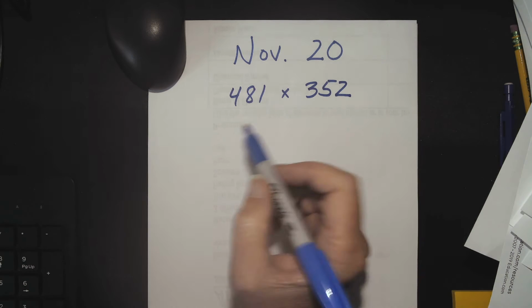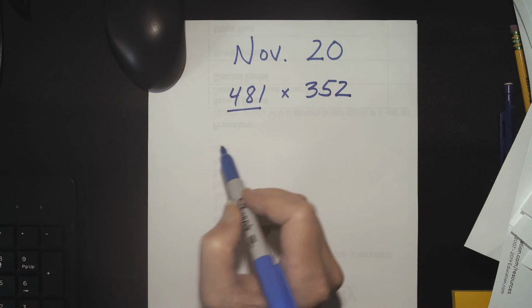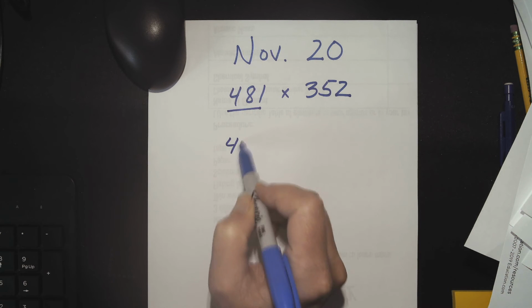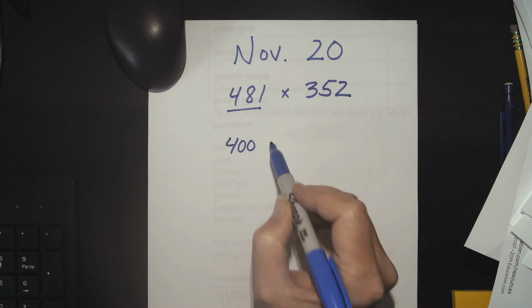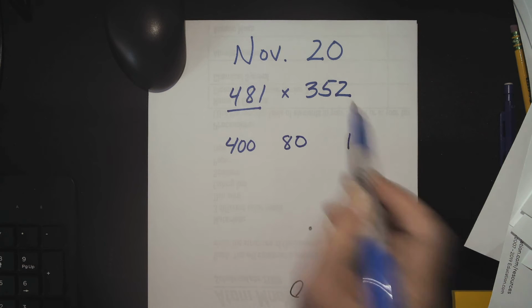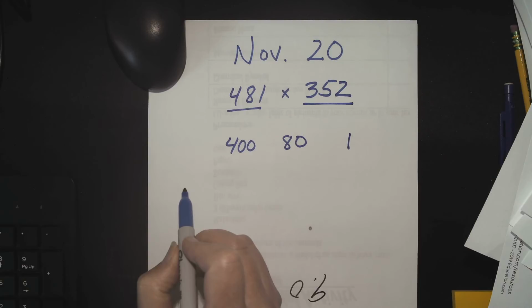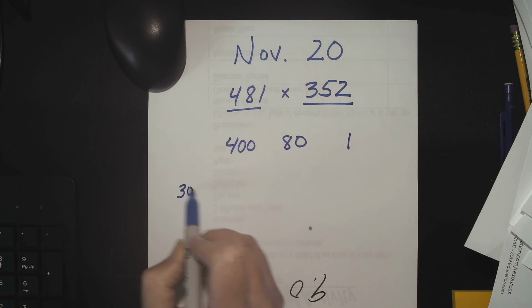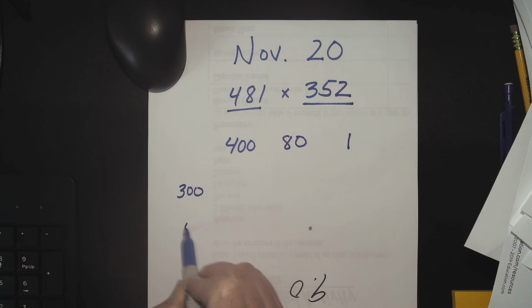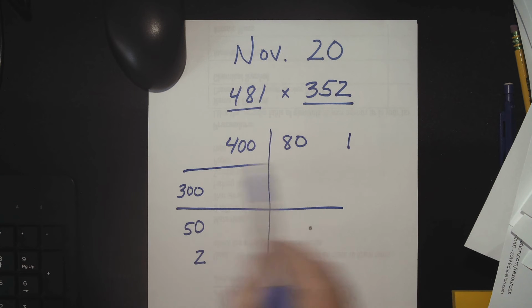Okay, so how do I break down 481? Please raise your hand. Abby? You do 400, and then you do 80, and then 1. Okay, who can tell me how to break down 352? Sarah? You do 300, then 50, then 2. Okay, and I'm just going to put some lines in here. Keep it separate.